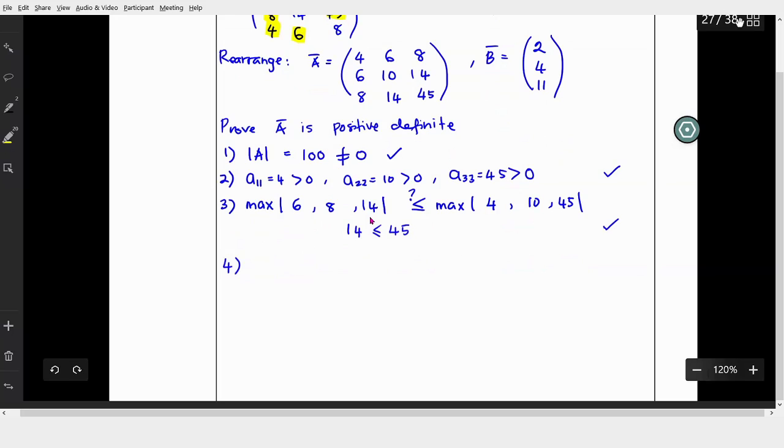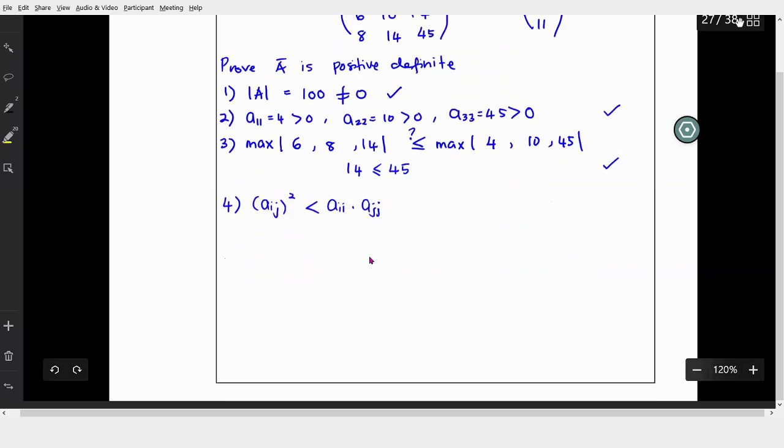Last one, number 4, A_ij square must be less than A_ii times A_jj. Betul lah. So this one, the rule says I cannot be J, meaning that you are not testing for the main diagonal. If we have 3 by 3, then we are testing for A12. Is A12 square less than A11 times A22? We are checking that.